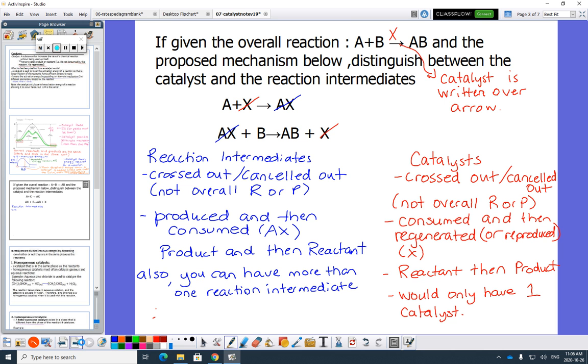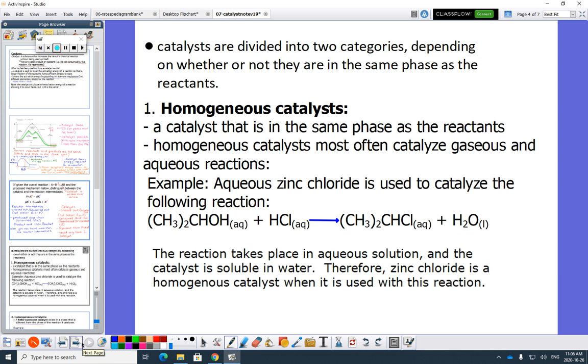So homogeneous catalysts often are going to be aqueous. So the reaction has aqueous reactants, and the catalyst itself is aqueous, versus heterogeneous is usually solid and gas. So the catalyst is a solid, and the gas particles are attracted to it. So the categories really arise from what's the most useful practical thing here.